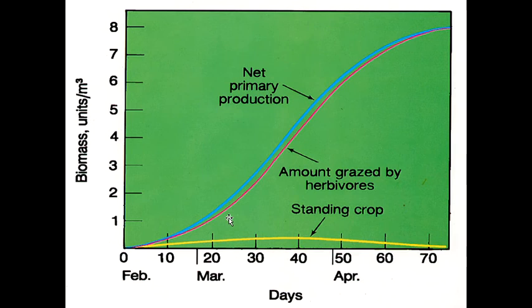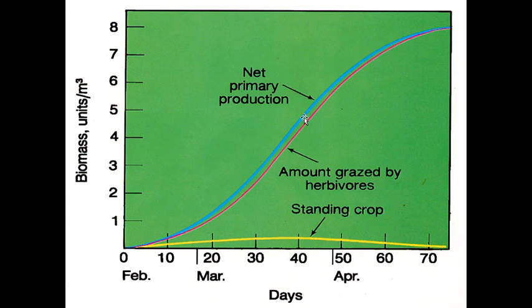And then I like this diagram here. This kind of shows three things. Biomass, again, in whatever units you want to measure. The net primary production is shown in blue. So here's February, March, April. Here's that spring increase in primary productivity in those temperate areas.